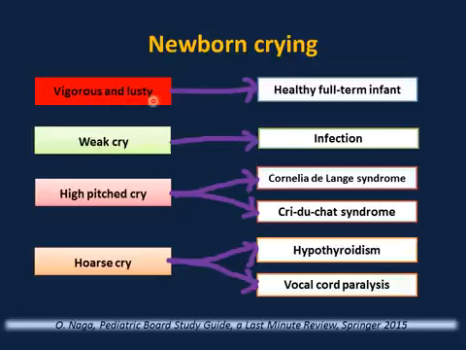Vigorous and lusty cry, this is healthy. This is the cry of a healthy full-term infant. Weak cry is suggestive of infection. High-pitched cry can be associated with Cornelia de Lange syndrome, cri-du-chat syndrome. Hoarse cry can be associated with hypothyroidism or vocal cord paralysis.